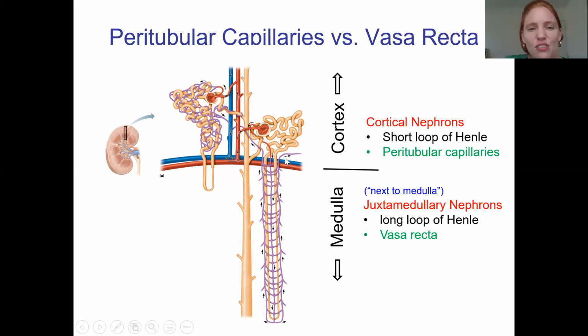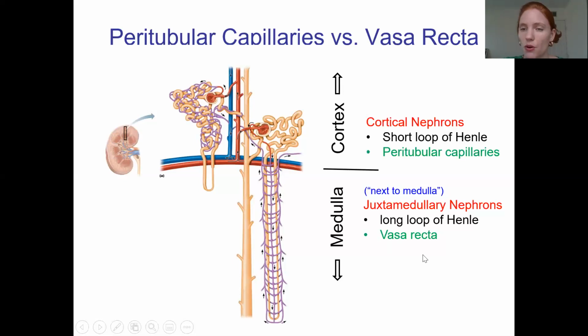So it's going to be right near the boundary between the cortex and the medulla. And the thing that's really significant for these nephrons is that they have a very long nephron loop, or long loop of Henle. And remember that that's important because the loop of Henle is extremely useful for reabsorbing more water. So to help with that function, it has a specialized capillary bed surrounding that extra long loop of Henle. That's called the vasa recta.